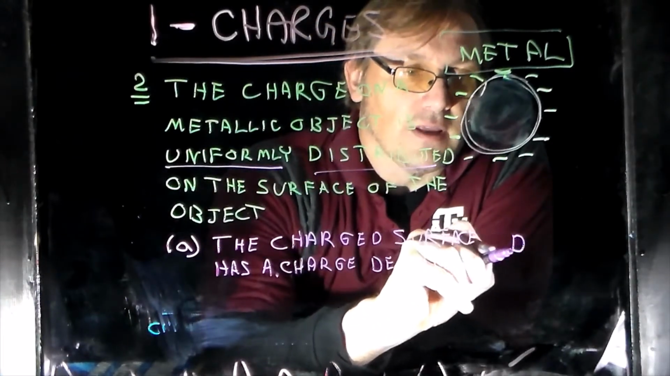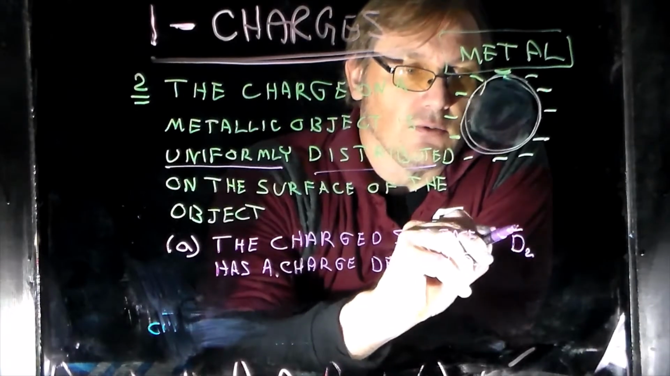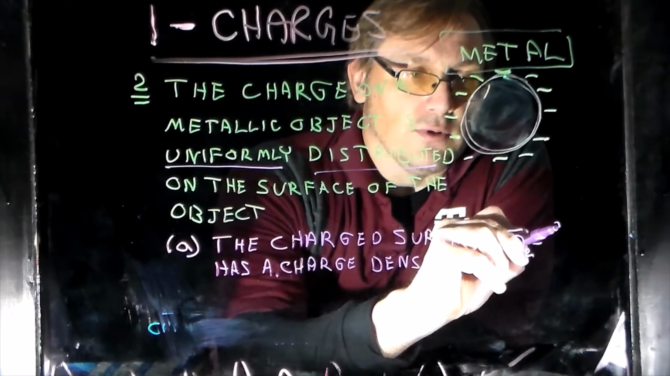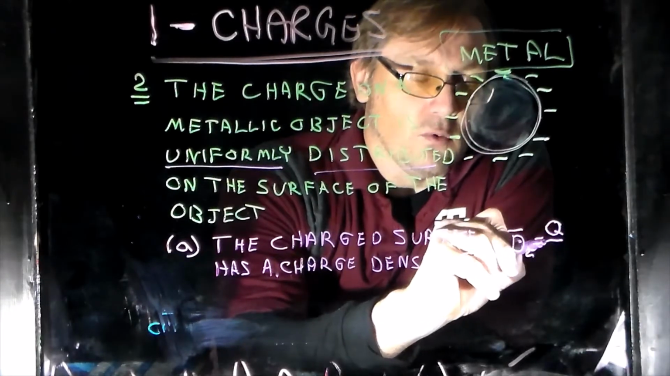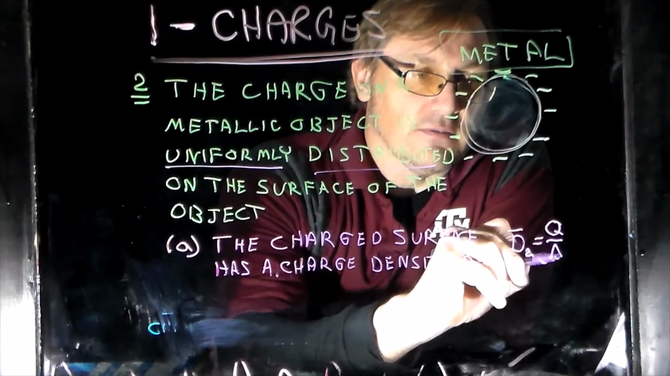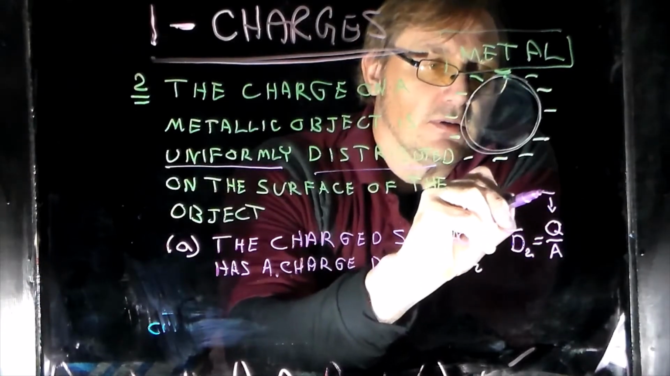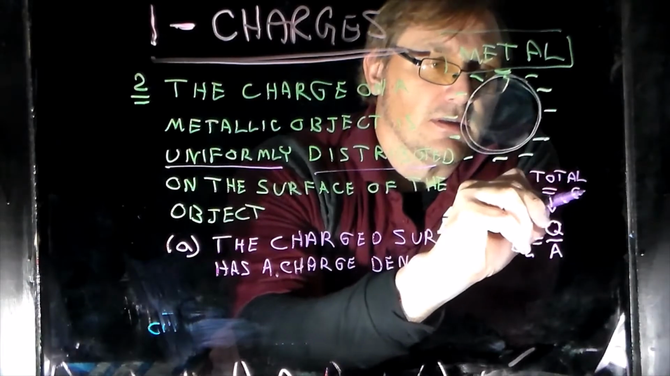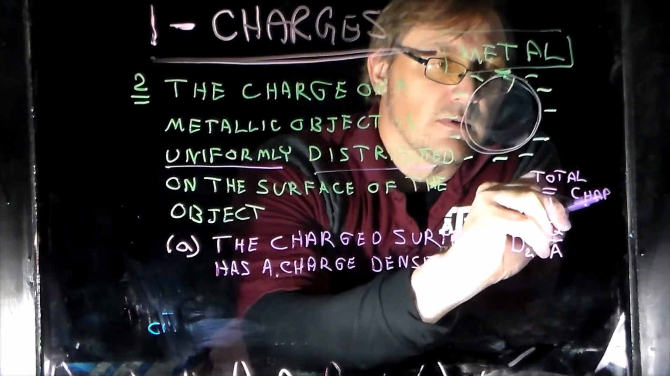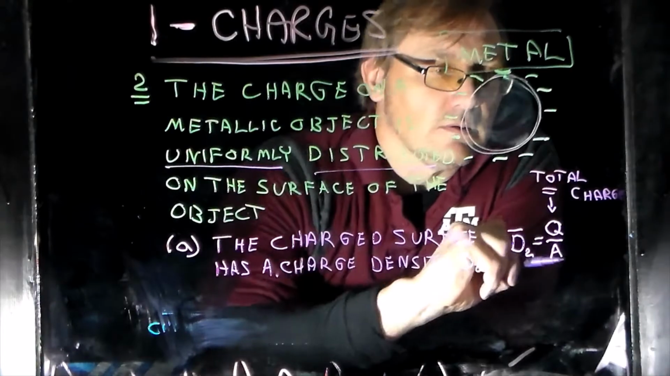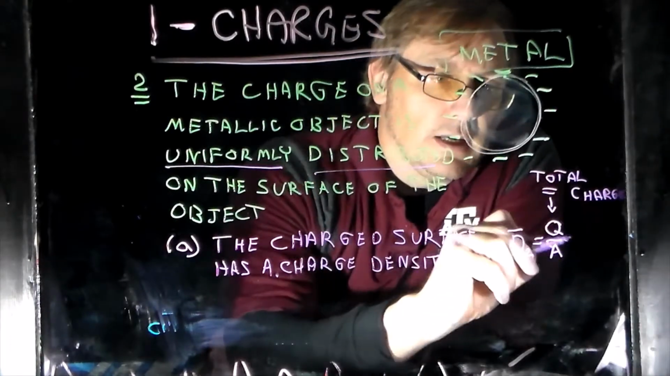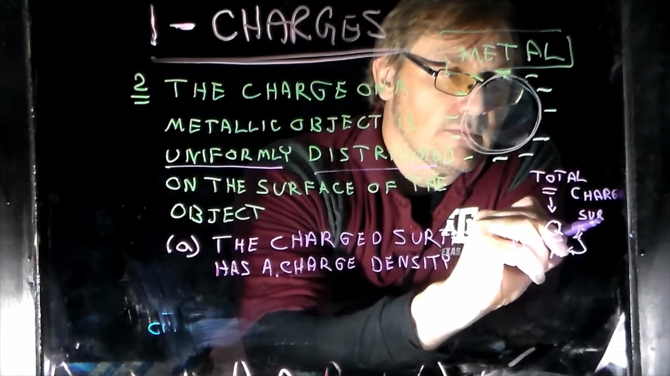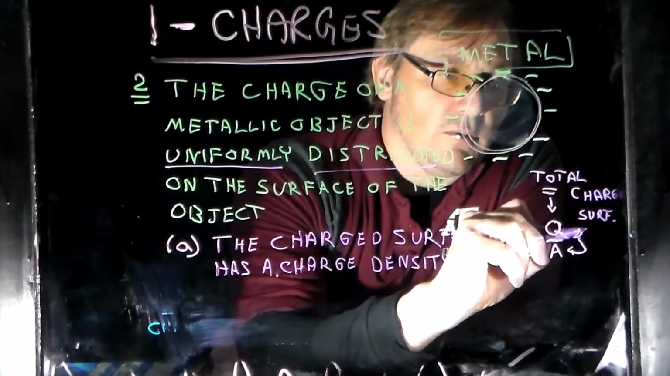So the average charge density, D2, the little bar means average, D just means density, is equal to the total charge on the object over the surface area of the object. So this is total charge, like in the last video. And this is the surface area. I'll abbreviate that surf.